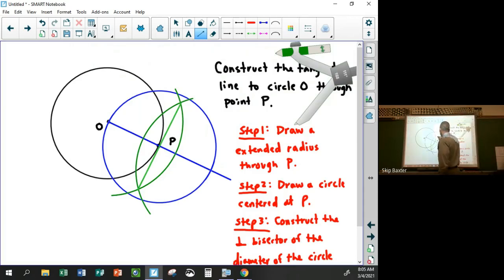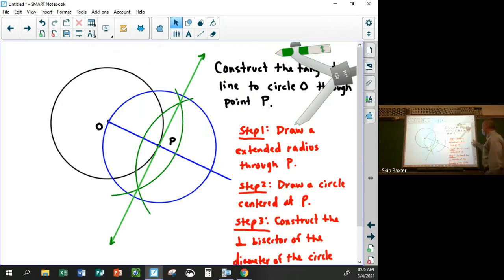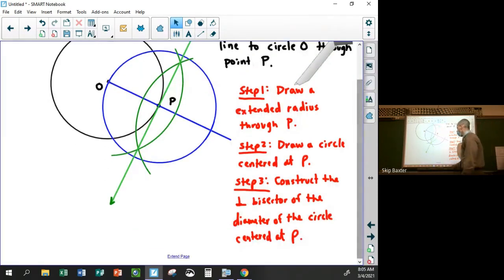So that's it. That green line now is a tangent line to the original circle O. So it's basically the same construction as the perpendicular bisector construction with an initial step that's a little bit different. Okay? Let's do it one more time, and then I'll just remind you how the tools on Delta Math work.